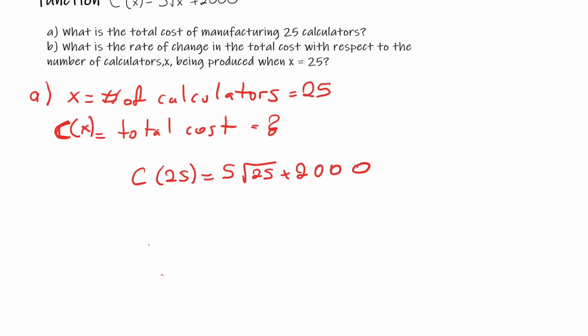When I put x into my original equation, I get 5 root 25 plus 2000. If I solve that, root 25 comes out as 5. So I have 5 times 5 plus 2000. That's going to equal 5 times 5, 25, and then plus 2000 is 2025. So the total cost for manufacturing 25 calculators came up to be $2,025.